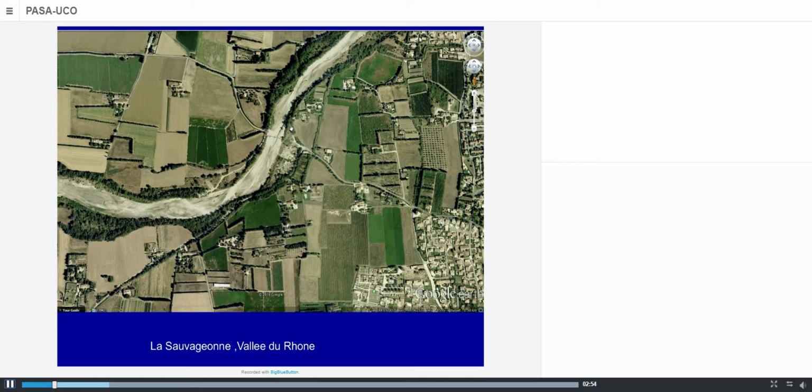Here you see an aerial view of an agricultural area in the Vallée du Rhône, La Sauvageon, and you can see these parallel structures are specifically windbreaks, like here or here or here, that they are being used to protect the crops.